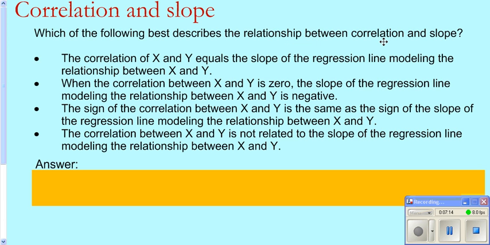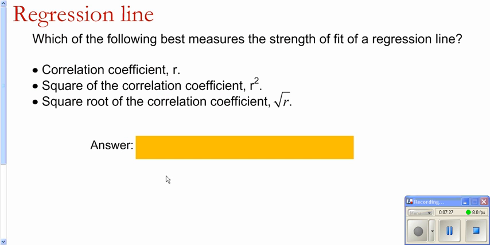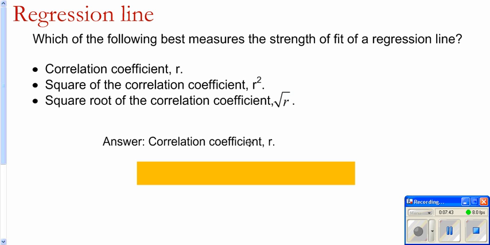So what's the relationship between correlation and slope? Well, they always have the same sign. They're either both positive or they're both negative. What measures the strength of fit? And well, our strength of fit is R squared. Okay, sorry about that. I had a typo. It's really your correlation coefficient, and that's from one of the slides at the beginning of our lesson.